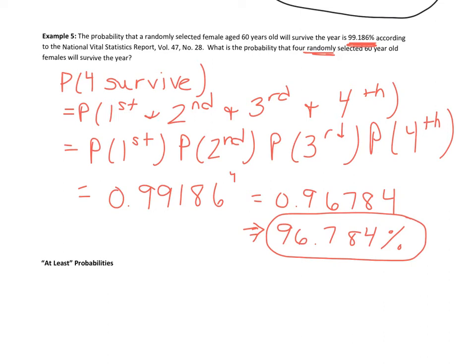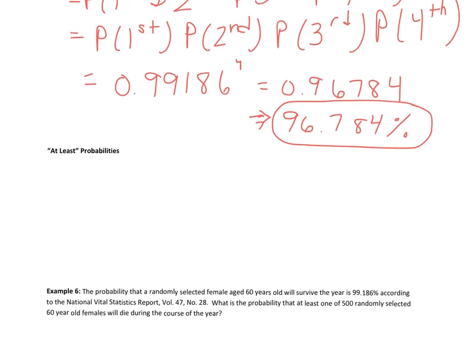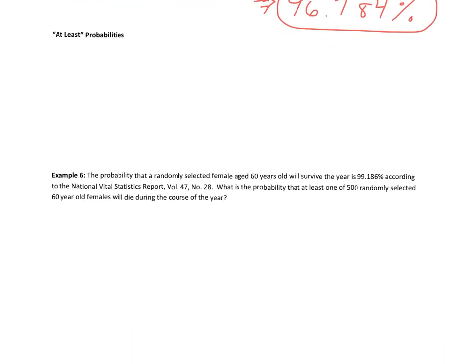Okay. We are looking now at at least probabilities. We're going to be using our complement to help us solve at least probabilities. All right, at least probabilities, like if something is at least 4, we know it's 4 and above. So at least 4 would be like 4, 5, 6, 7, 8, 9 to infinity. And we use the symbol greater than or equal to 4. So we solve using the complement. And we'll see how we use that in just a second.